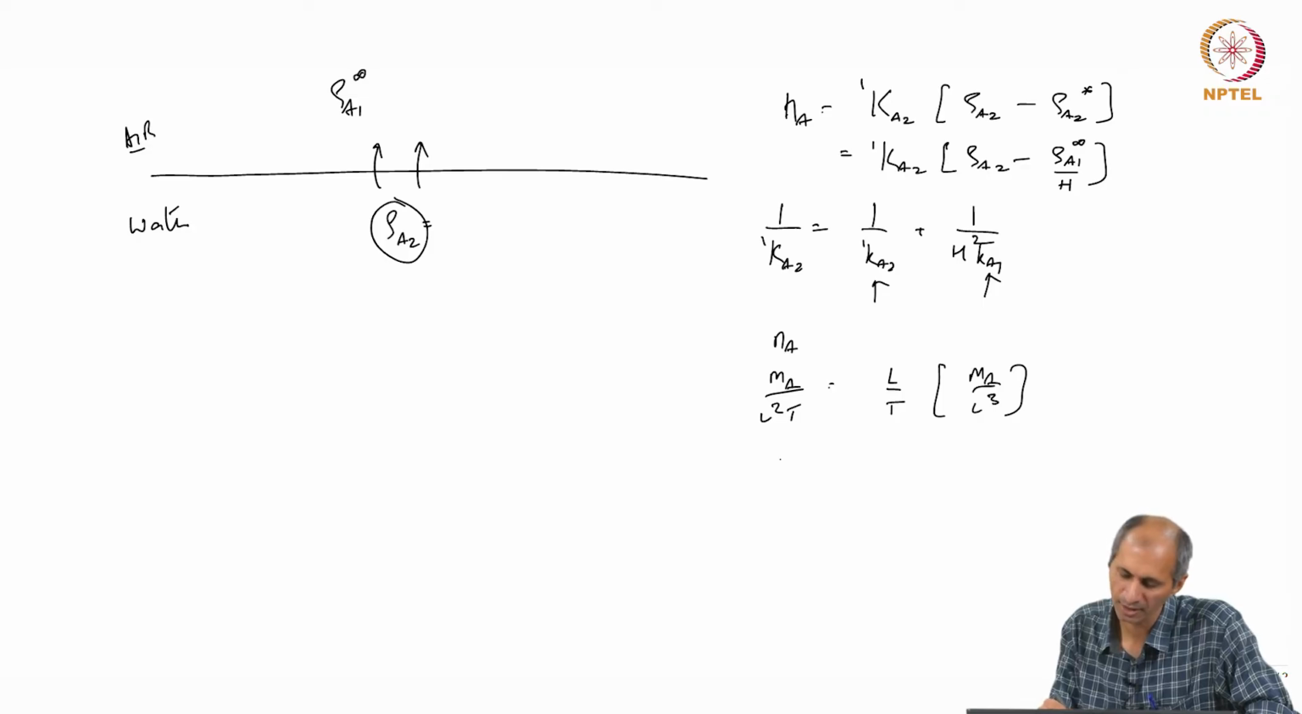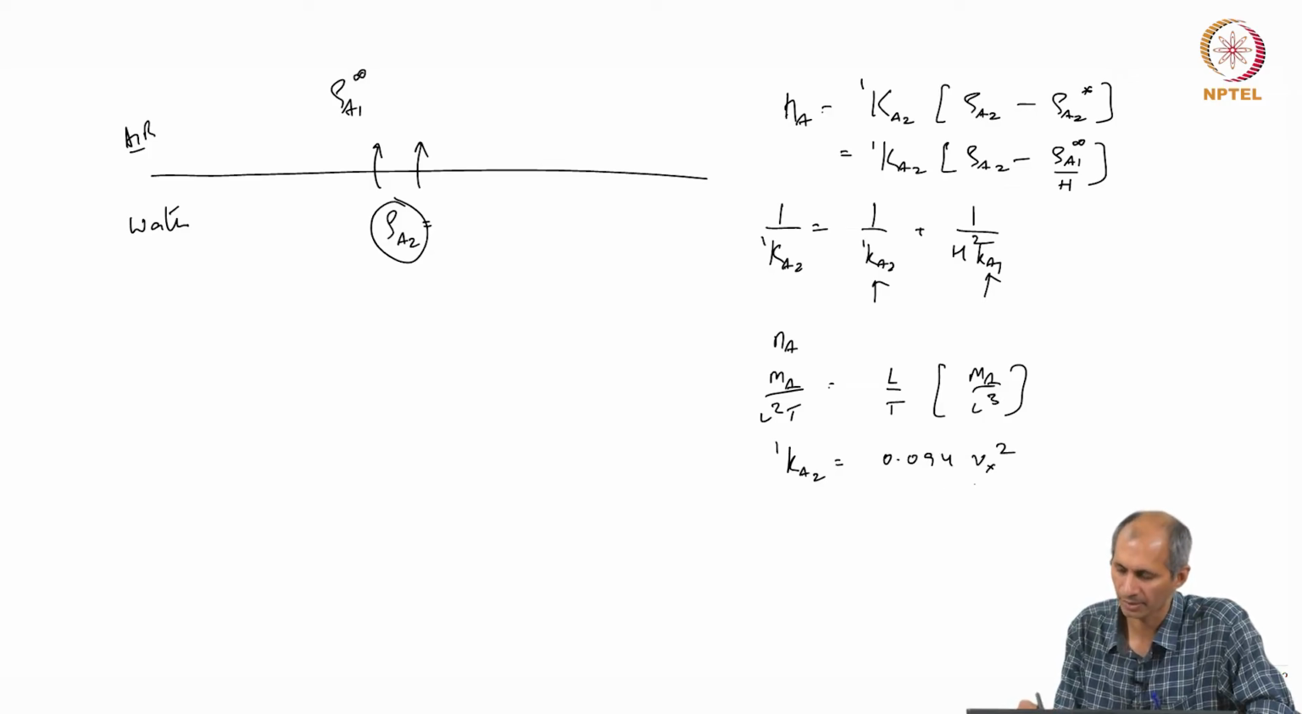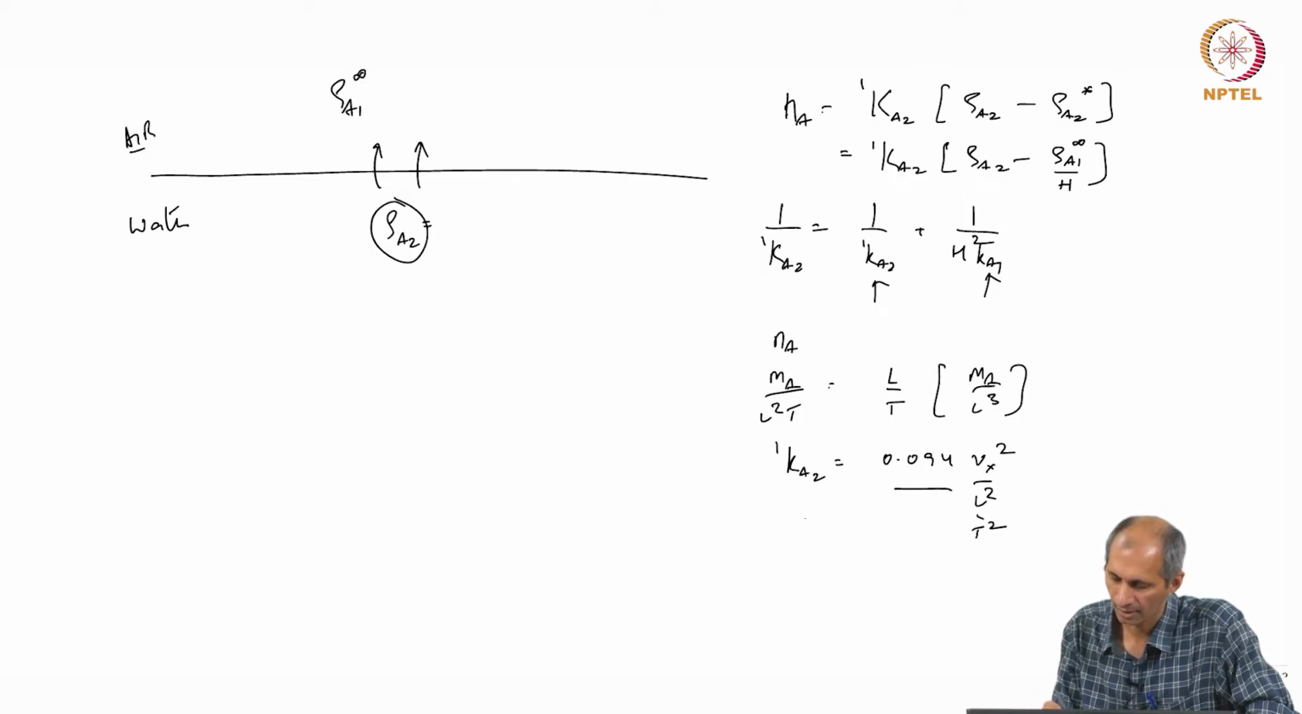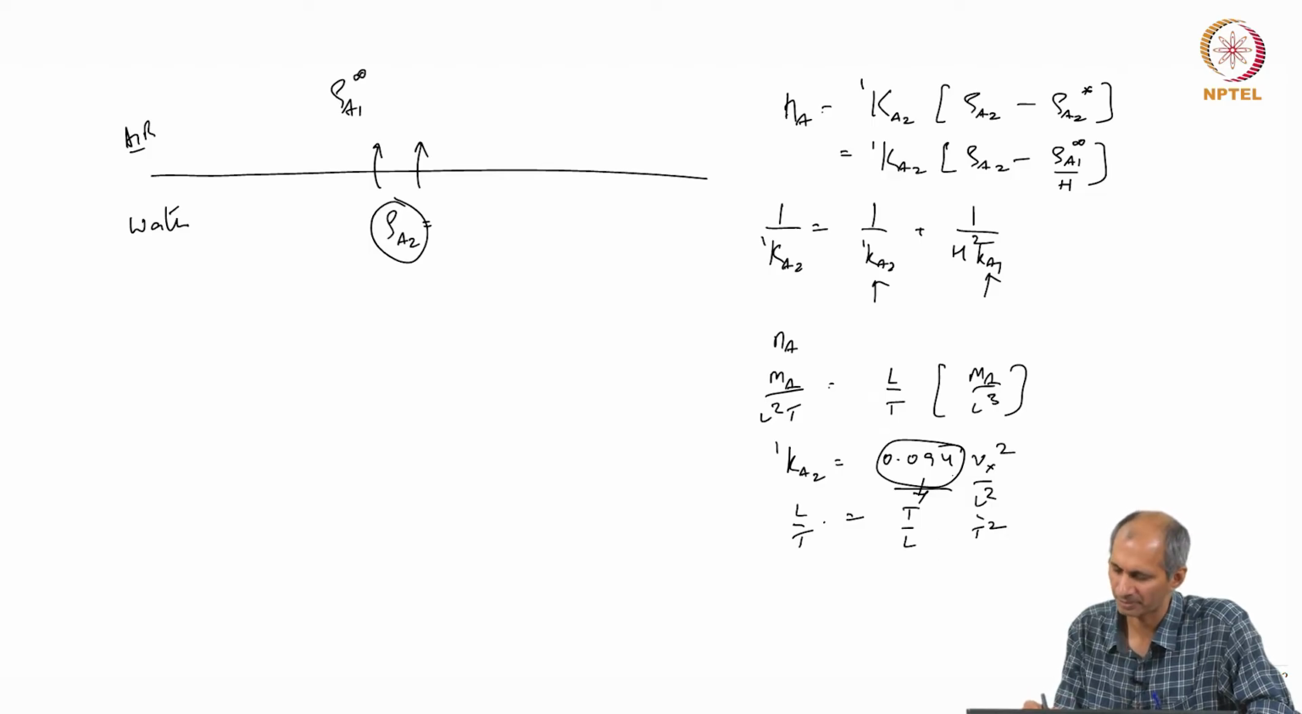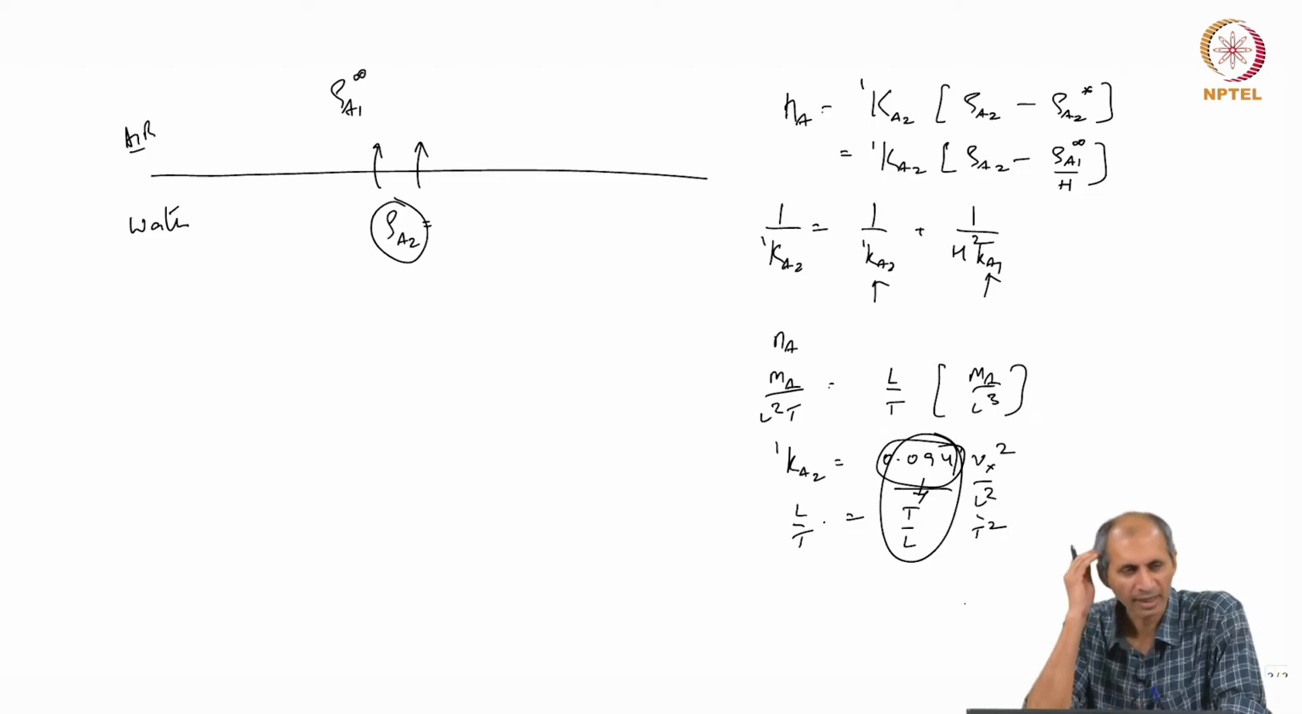But in that correlation it says Ka21 is 0.094 Vx square. The units of this is L square by T square. So, for this to be L by T, this constant has to be T by L. Well, weird. You can't analyze it like this.